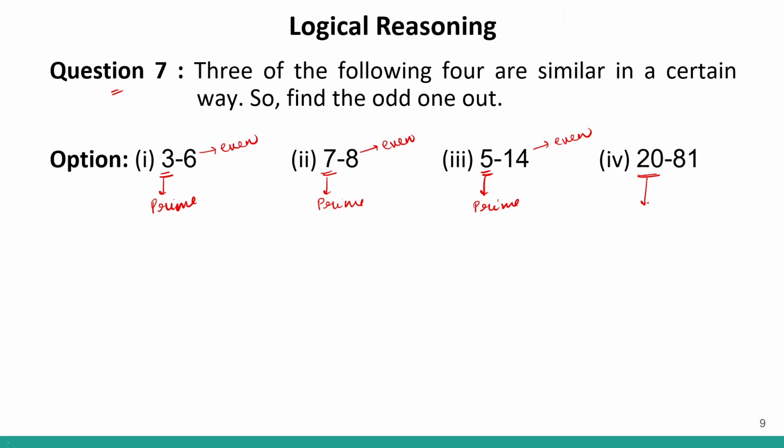Now if I look over here, 20 is not prime. It is a composite number.